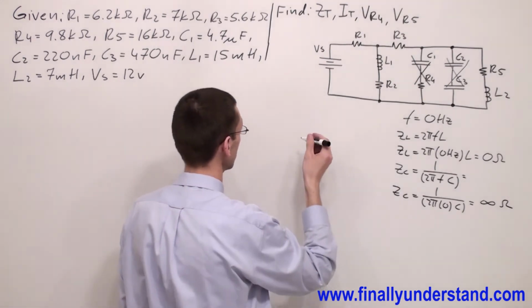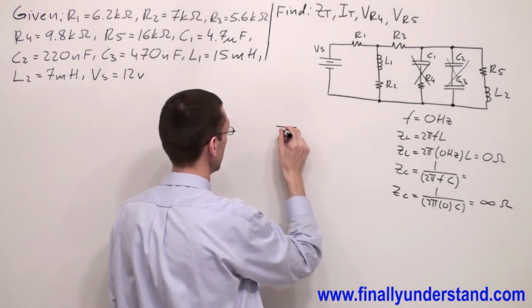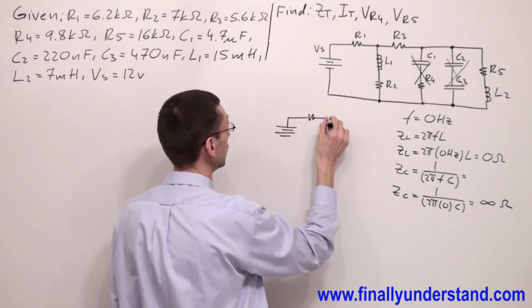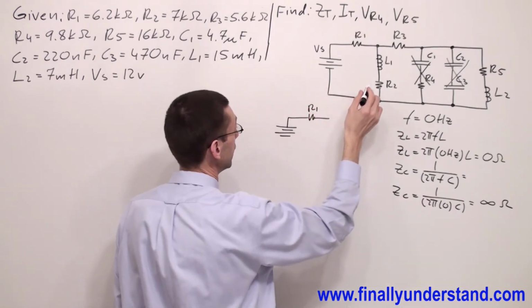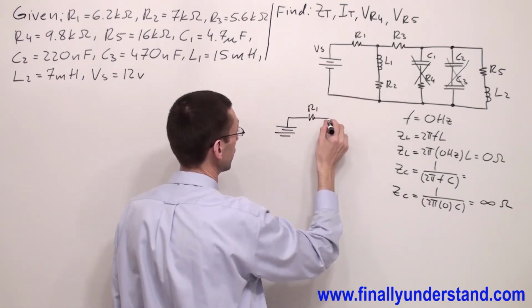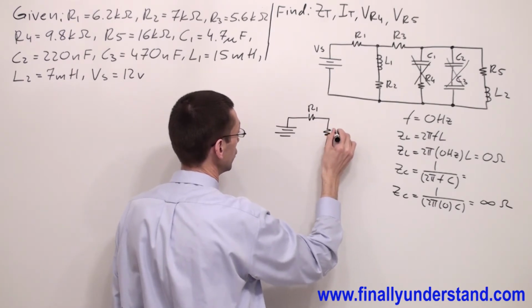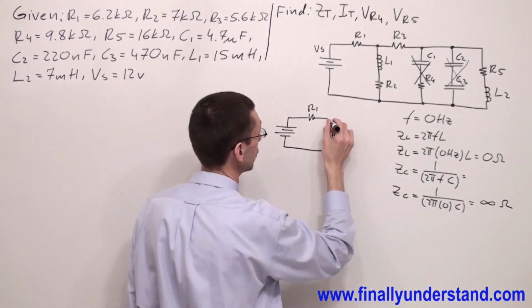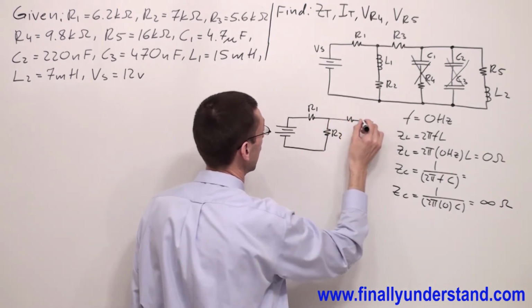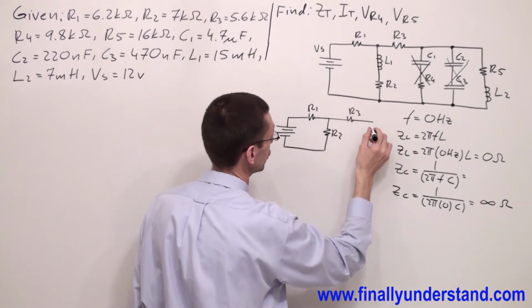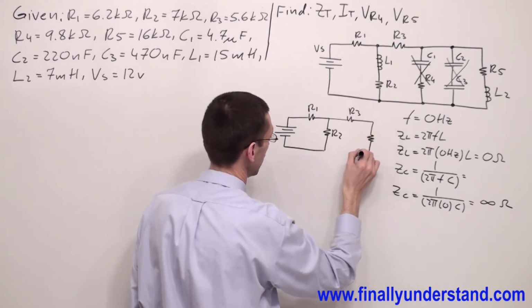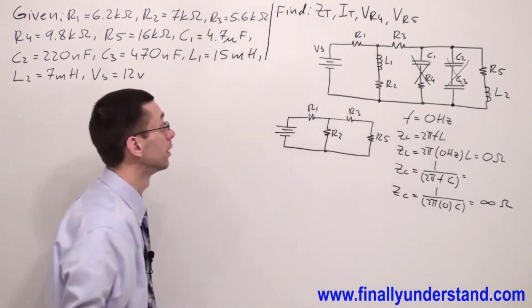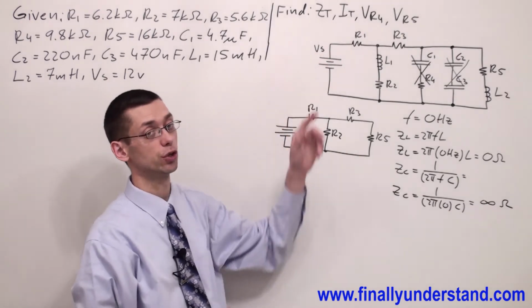So now we're supposed to redraw the circuit. If you want to redraw the circuit, you are going to have simply the DC power supply, resistor R1, resistor R2, resistor R3, and resistor R5 only.